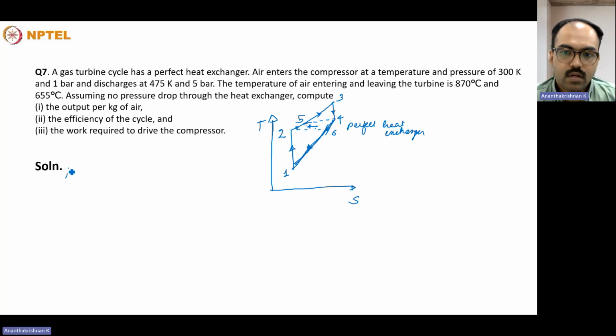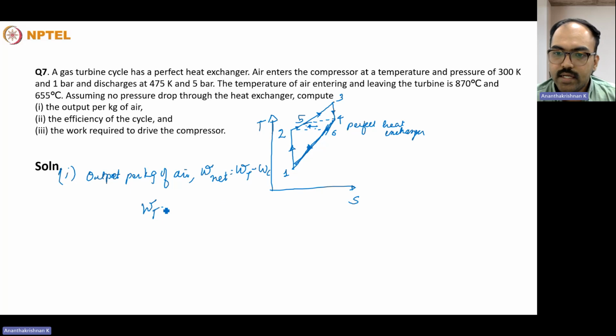So in this problem, first part, output per kg of air. So this is net work equal to work done by the turbine minus work input to the compressor. Work done by the turbine is equal to the change in enthalpy, Cp into T3 minus T4.